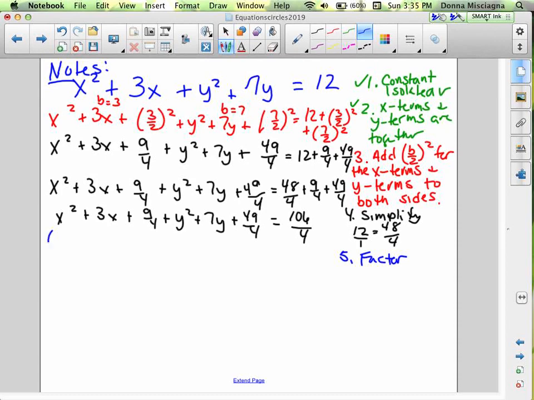So now we can do this one of two ways. We can either do x, whatever the sign is, b divided by 2 squared. And of course, it's also the same for the y, right? You can do the x's and the y's the same way. I don't think I remember to write y's, but the same idea.